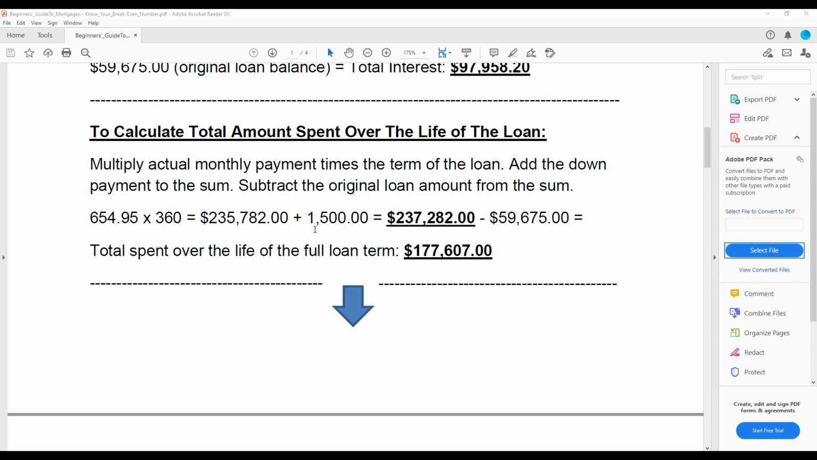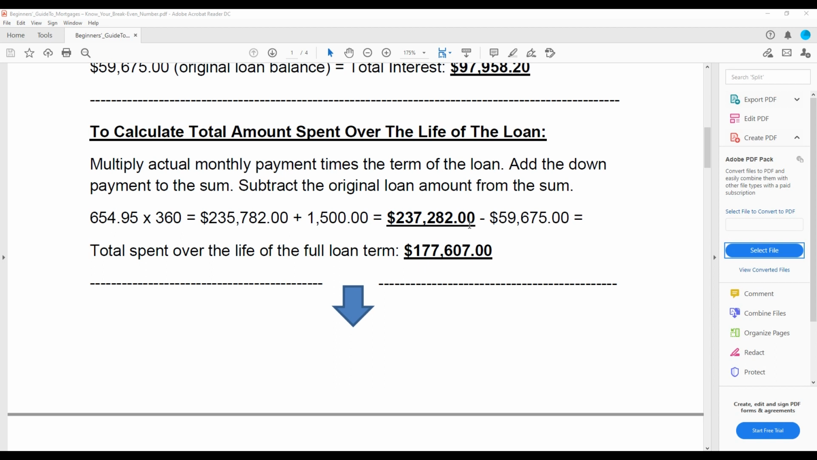$235,782 plus the down payment, $1,500, equals $237,282. This means that in order for you to make a profit off of that property, the property would have to appraise at a value at that point in time that's greater than $237,282. If you don't think that that neighborhood or that community at that future point in time at the end of your loan is going to appraise at a value that's greater than this value here in this equation for you, then you should not stay in that property for 30 years.